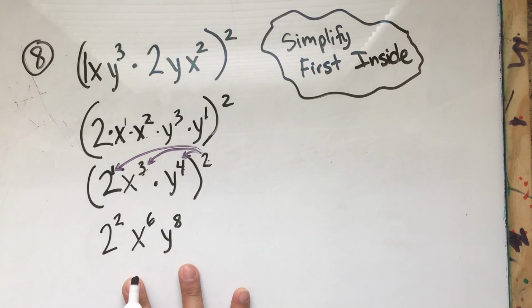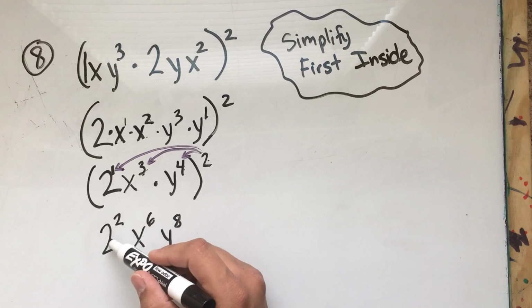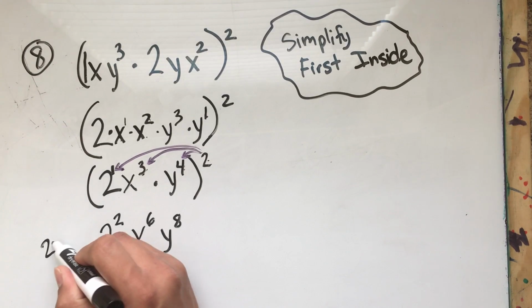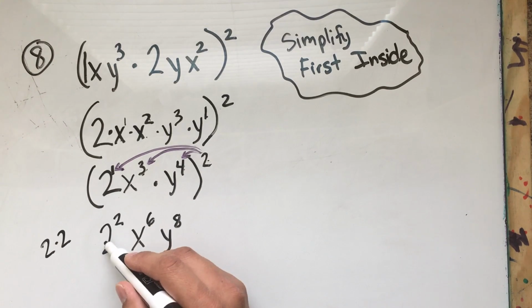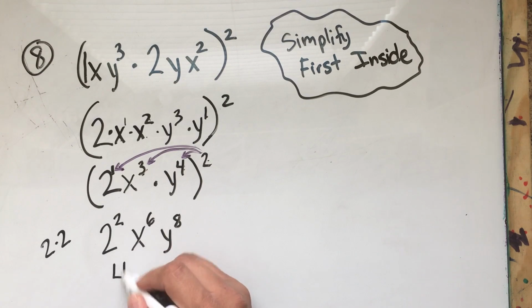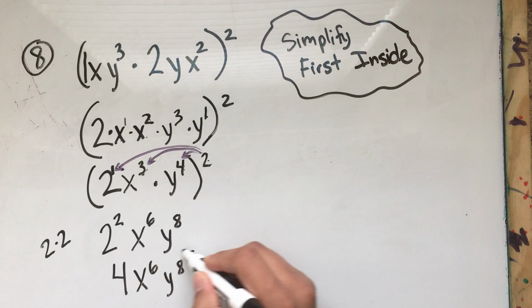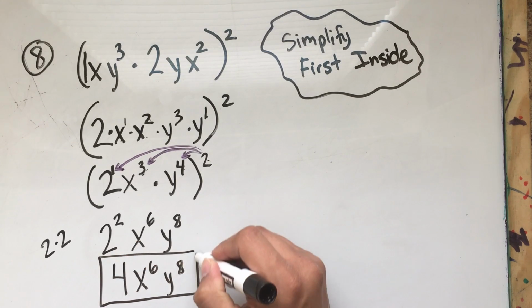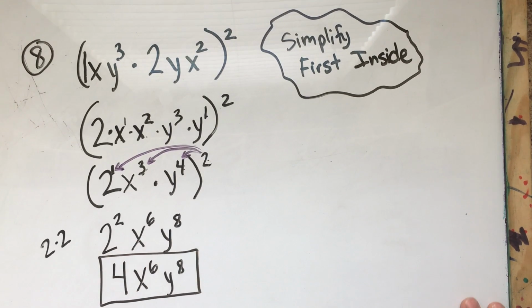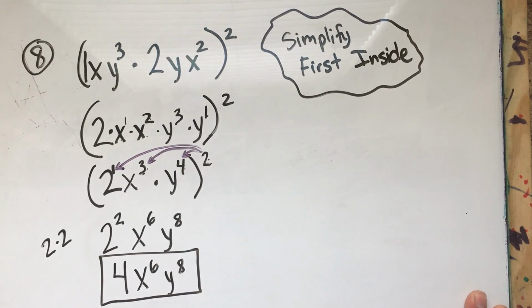So now here's just what I'm given. I can simplify 2 squared. 2 squared means 2 times 2. There's two 2's, so that's 4. X to the 6th, y to the 8th. All right, and there's my answer for number 8.